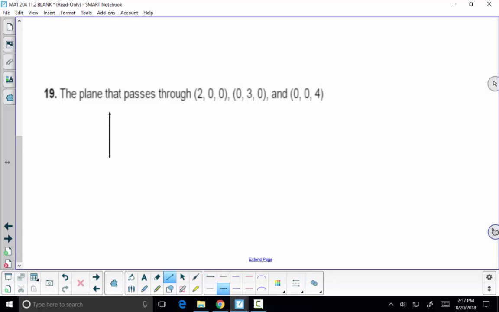So we're going to have a plane, this point right here. So we're going to call this the x-axis, that's the y-axis, that's the z-axis. So we're going to go through 2, 0. And then 0, 3, 0. It's going to be right there.